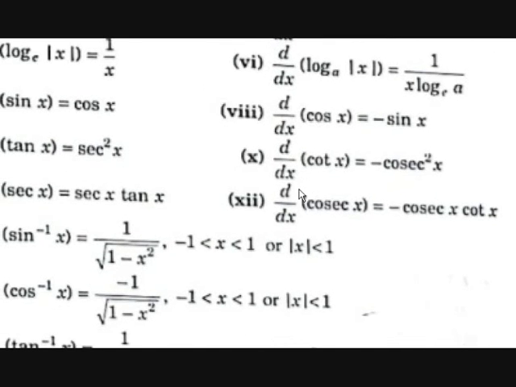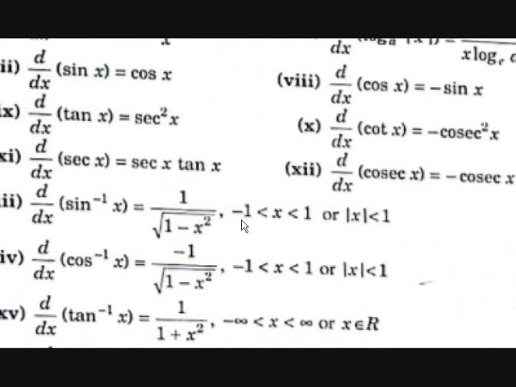Okay? To easily remember these positives or negatives, just remember it in a simple way: if the derivative of a trigonometric function starts with letter C, then it gets a negative value. If you see here, cos starts with C, it got a negative. Cot starts with C, it got a negative. Cosecant starts with C, it got a negative value.